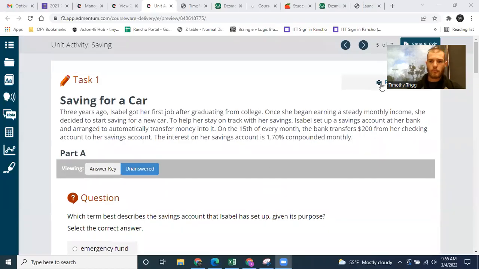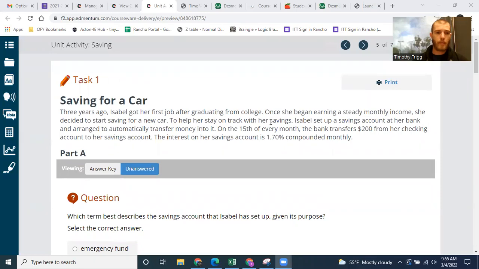Okay. All right. So let's go ahead and read this situation here. Three years ago, Isabel got her first job after graduating from college. Once she began earning a steady monthly income, she decided to start saving for a new car. To help her stay on track with her savings, Isabel set up a savings account at her bank and arranged to automatically transfer money into it. On the 15th of every month, the bank transfers $200 from her checking account to her savings account. The interest on her savings account is 1.7% compounded monthly.